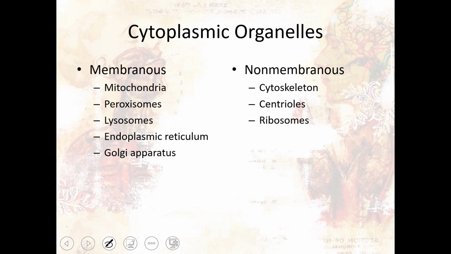Some organelles are bound by membranes. The mitochondria, peroxisomes, you see that list there of membranous organelles. Non-membranous organelles are the cytoskeleton and centrioles, and ribosomes. They don't have a membrane.